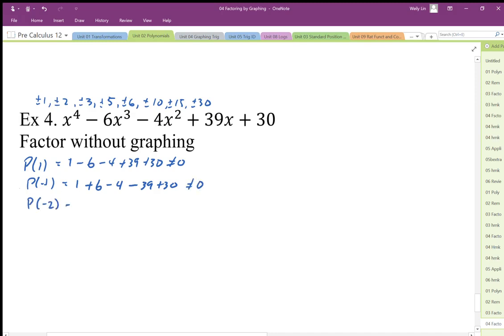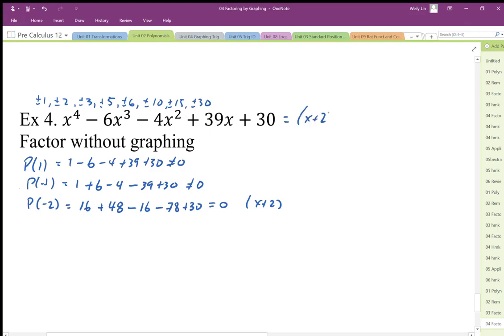So negative 2, I'm going to get 16 minus negative, so it's going to be 8 times 6 is 48. So this is going to be 4 times 4, 16, minus 78 plus 30. Well, the 16s cancel. 30 plus 48 is positive 78. So this is going to be equal to 0. So this is one factor. Okay, so I've got my x plus 2 factor here.